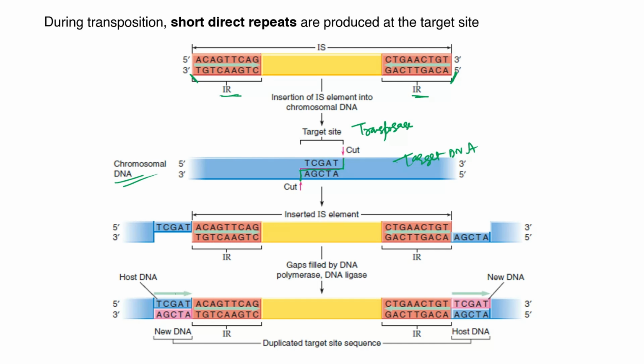Here, these gaps are created by the staggered cut, and once this insertional sequence is inserted, these gaps are then filled by polymerase and sealed by DNA ligase, and hence these duplications are generated in the host DNA or the target DNA, which are called target site duplications. Target site duplications are simply TSDs. That means these TSDs serve as a footprint that at some time there has been this insertional sequence present at that very point. So this is about insertional sequences.